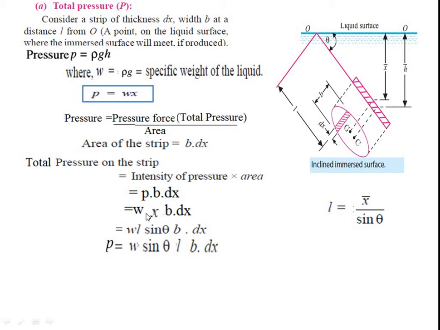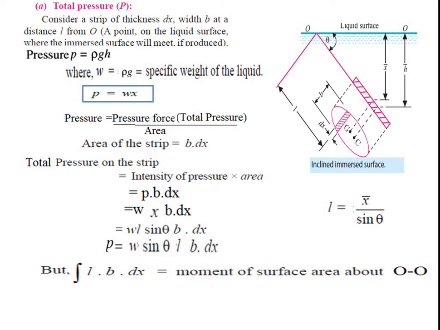So instead of x, we can write W into L into sin theta into b into dx as the total pressure on the strip. Therefore, P can be written as W sin theta L into b into dx. Now this equation of total pressure we have calculated only for this small strip.